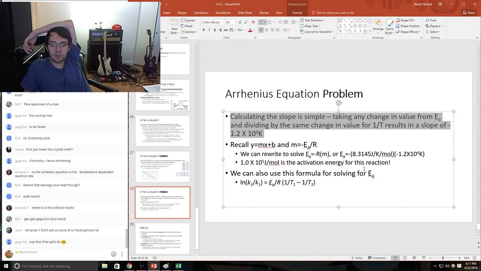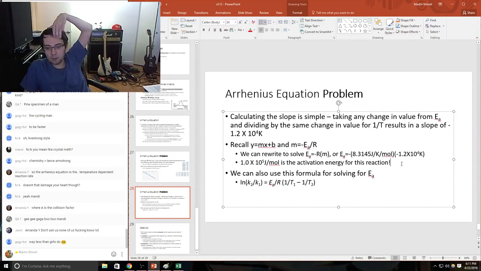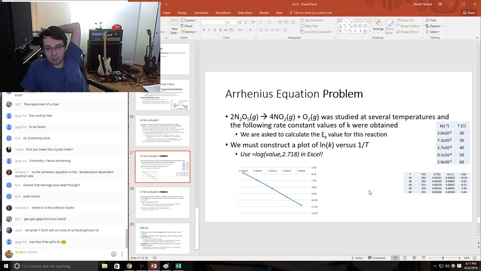And here's how we calculated that. R is always the gas law constant, and that's 8.314. So the activation energy is 1 times 10 to the 5th joules per mole. So this is a pretty complicated equation.